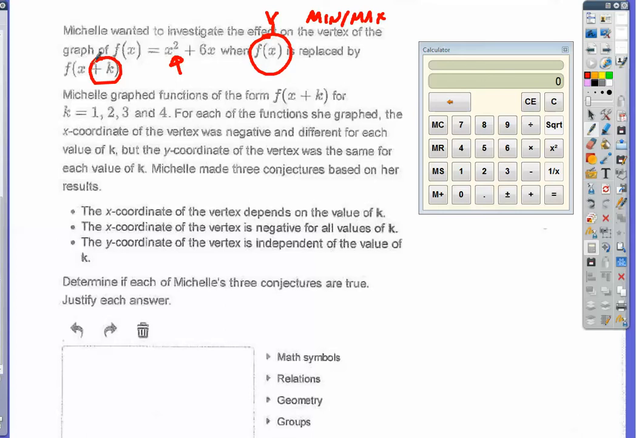Michelle graphed the functions of the form f of x plus k for k is equal to 1, 2, 3, and 4.